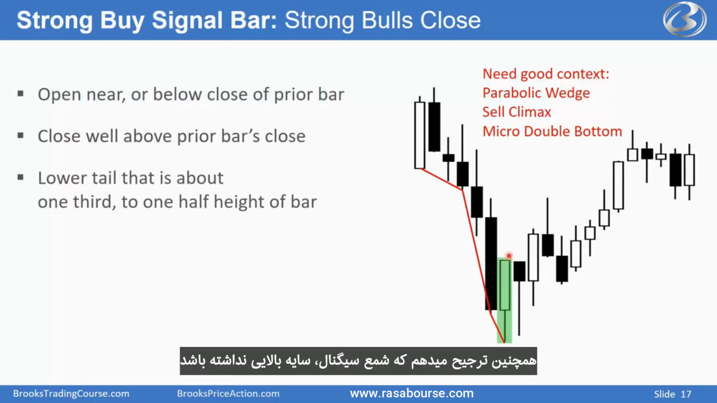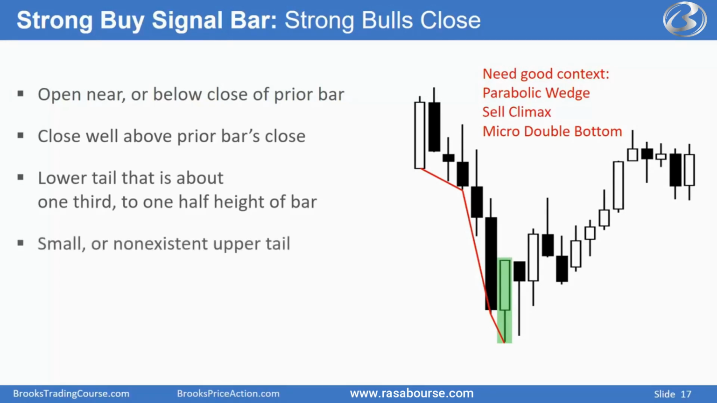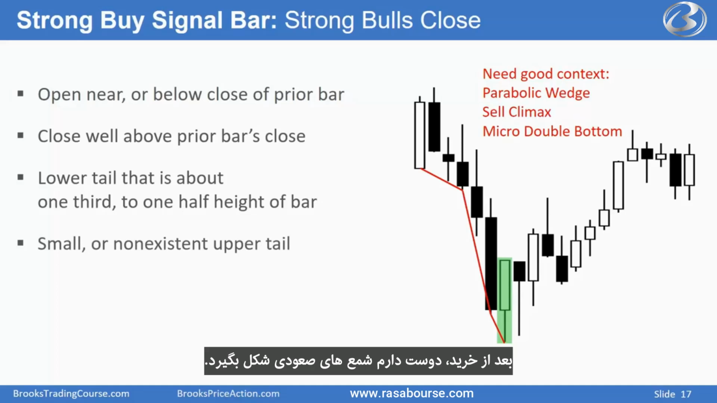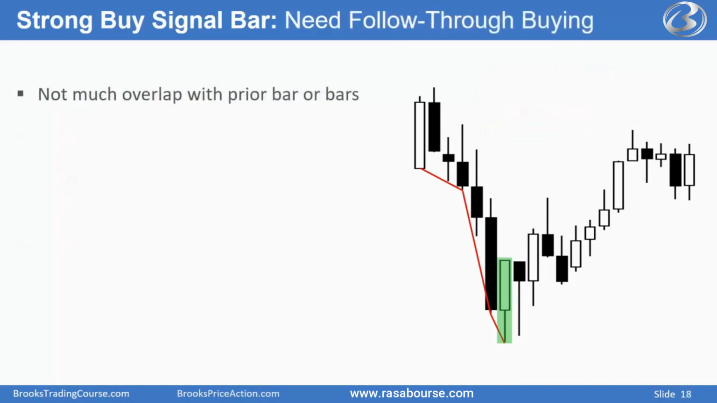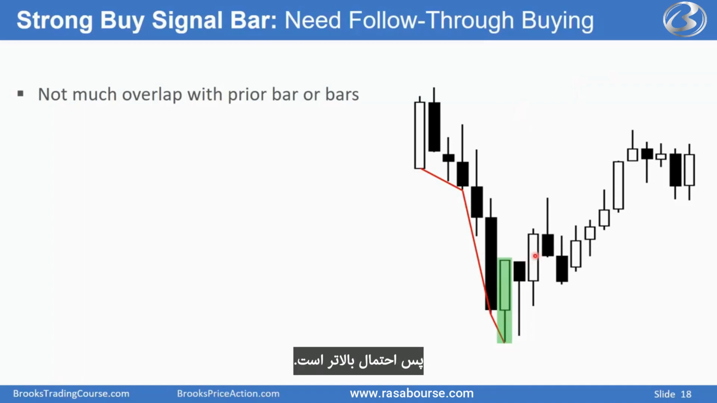Also, I prefer the bar closing on its high or having only a small tail on top. Once you enter, I want pretty good follow-through buying. You buy above this bar. Now we have a micro double bottom, so a slightly higher probability buy, so you get long here. So far, bad follow-through. You don't want to see that.